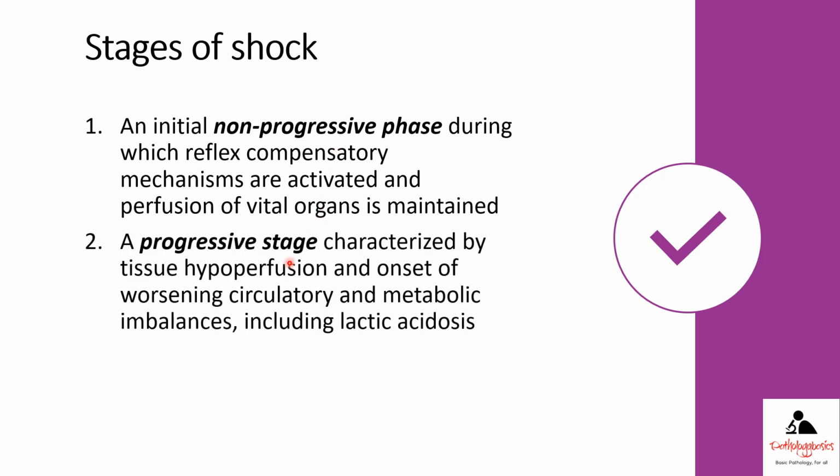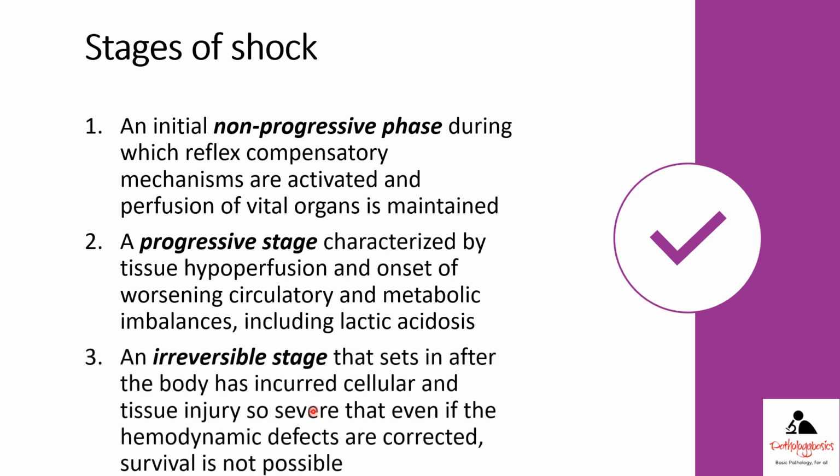Next phase is called the progressive stage. Here, slowly the tissue perfusion is going down. Slowly worsening circulatory and metabolic imbalances are happening. This can lead to lactic acidosis. And the last stage is what we call the irreversible stage. Here the cellular and tissue injury is very severe, so that even if you try to correct the hemodynamic defects, survival is not possible. So shock progresses through three stages: a non-progressive stage, a progressive stage, and an irreversible stage. In the first two stages, we can try to salvage the patient. In the last, it's not possible to salvage the patient.